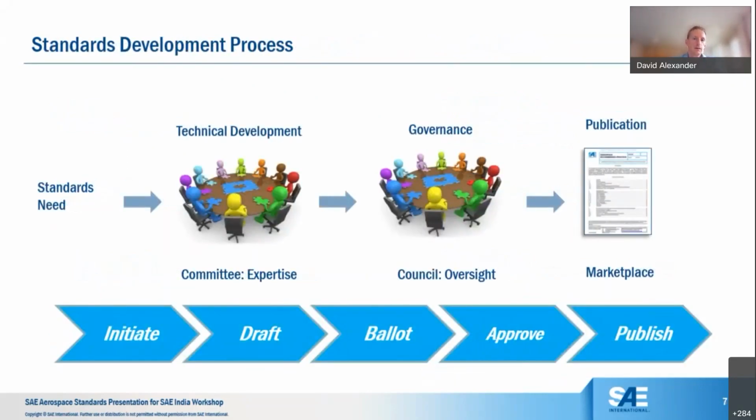So the standard development process is, in essence, very simple. There's a need that comes from industry or from the government regulators or procurement agencies. The committee, comprised of the experts, then works on the technical development of the document. Once the committee's agreed from a technical perspective, it then goes to our Aerospace Council or Systems Management Council from a governance perspective to look at the due process. And once that's been satisfied, it then goes for publication, and is available for the global industry to use.